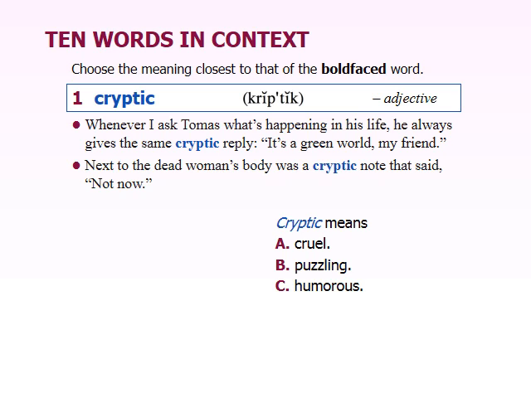Whenever I ask Thomas what's happening in his life, he always gives the same cryptic reply. It's a green world, my friend. Next to the dead woman's body was a cryptic note that said, "Not now." So what cryptic means is puzzling. By puzzling, we mean cryptic often describes something that someone says or has written, meaning that what they've said or written is unclear or puzzling. It's not clear what the person meant.